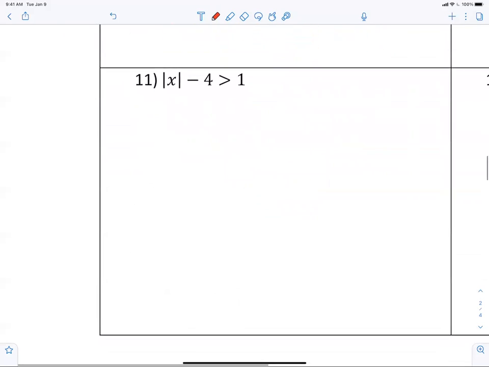Number 11, a little bit different now. What do I have to do first on number 11? Move the what? Very good, because you need the absolute value isolated. You need the absolute value isolated.